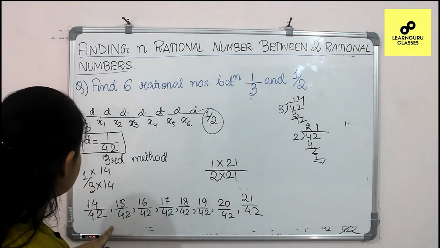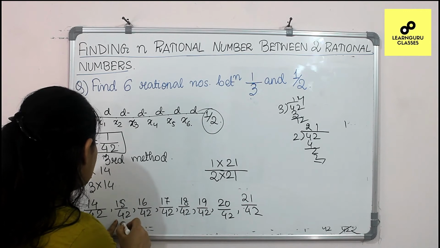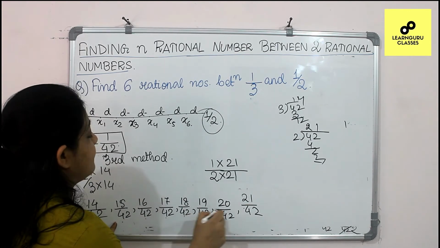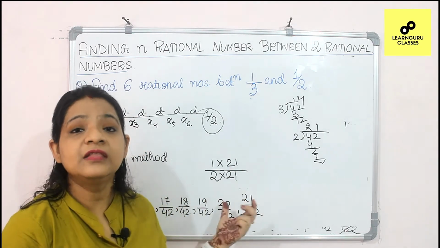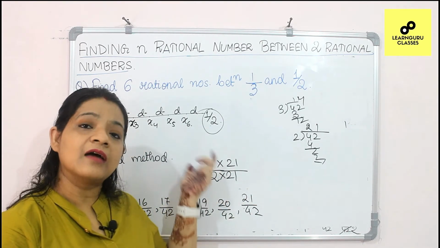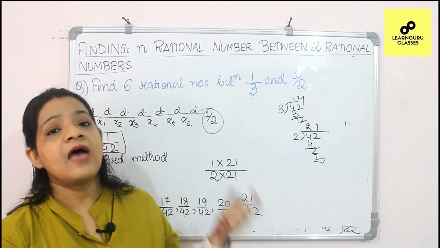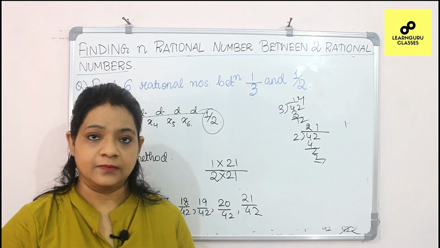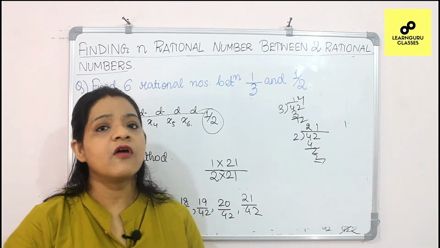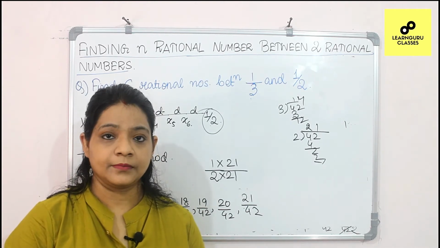So how many rational numbers are there in between? 1, 2, 3, 4, 5, 6. So 6 rational numbers are there, and you can see that the answer of the third method and the second method are completely matching with one another. Okay, so let's move on to the next sum.